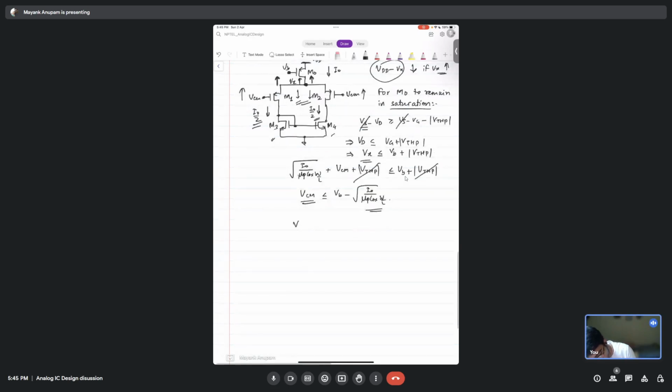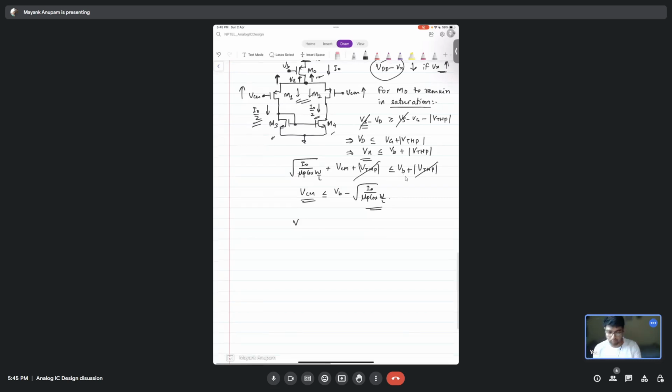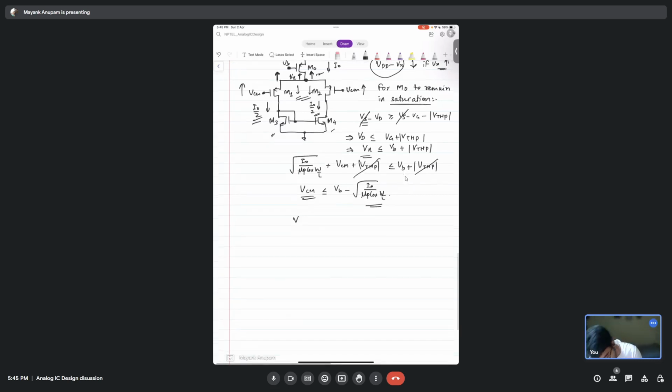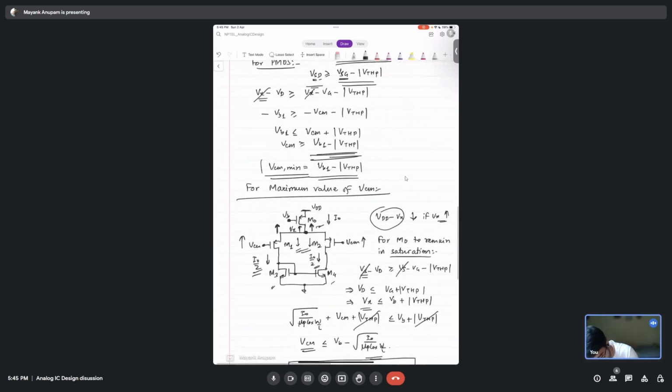VCM should never go above this, otherwise M0 will go out of saturation. VCM max is equal to VB minus root of I naught divided by mu p C ox W over L. And this was the minimum value, VCM min.